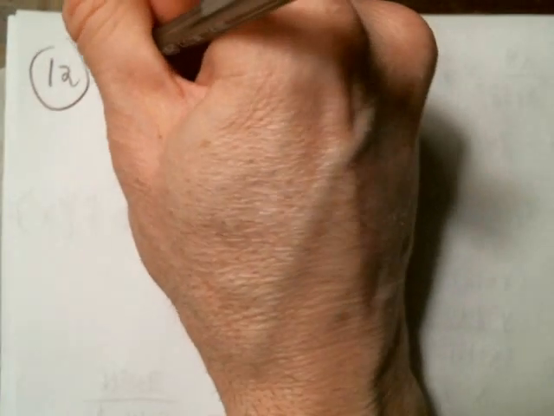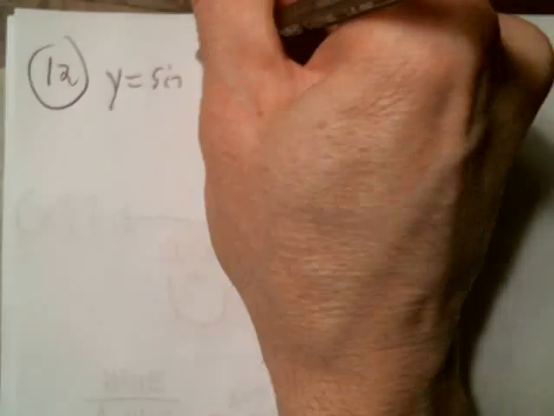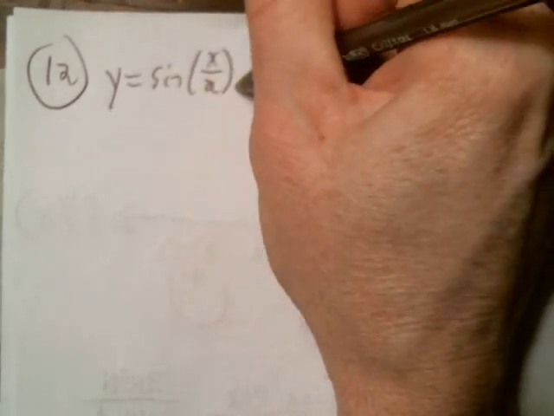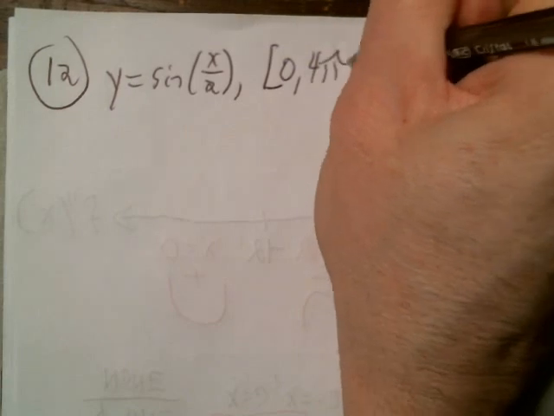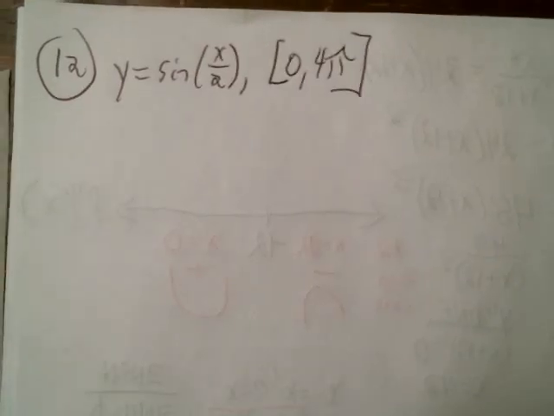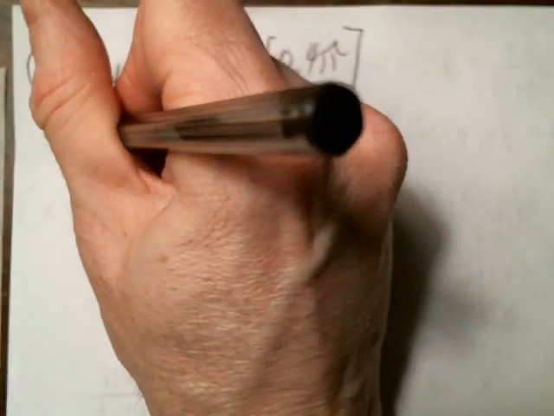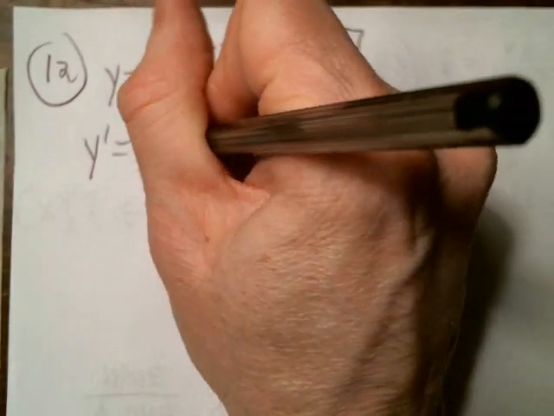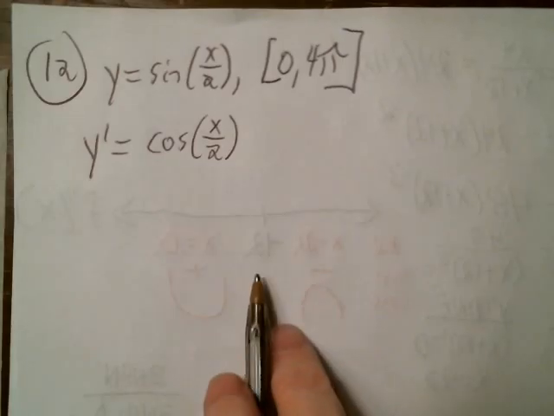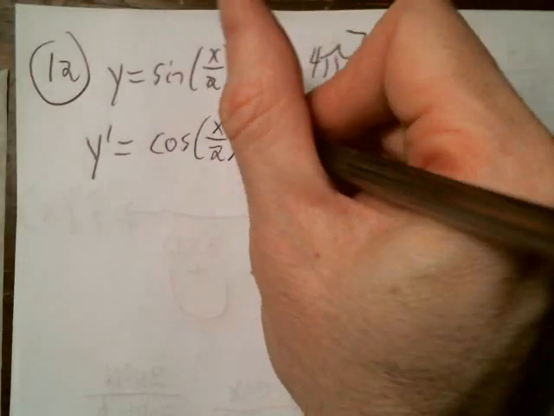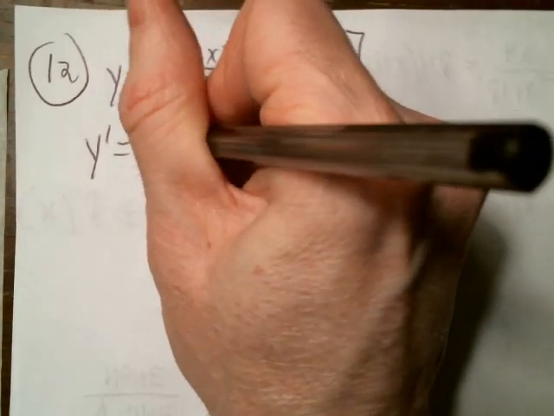Okay. So 12. y is sine of x over 2. And then we're going from the interval 0 to 4 pi. It's still working with second derivatives and getting the graphical analysis. Okay, so y prime is cosine of x over 2 times the derivative of x over 2. The derivative of x over 2 is 1/2.